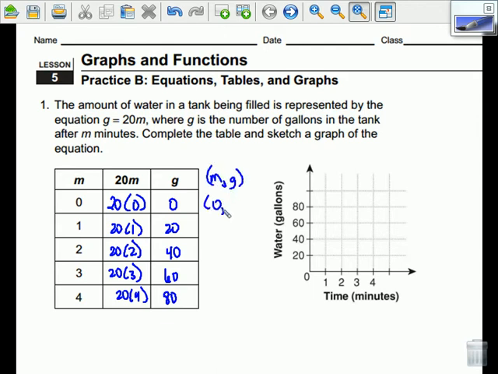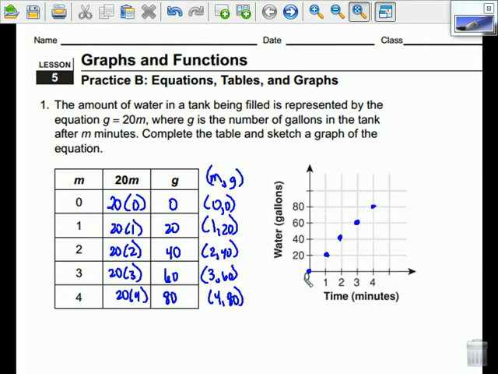We have 0, 0, 1, 20, 2, 40, 3, 60, and 4, 80. Let's go ahead and plot these. So it's 0, 0, 1 is 20, 2 is 40, 3 is 60, 4 is 80.